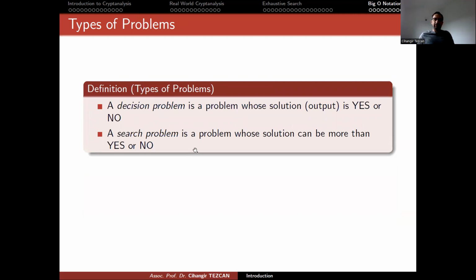So also let's look at the types of problems. I already talked a little bit about decision problems when I talked about the traveling salesman problem. A decision problem is a problem whose solution or output is just yes or no. This is why we call it a decision. So in the traveling salesman problem, we were asking a yes or no question. Could you travel all of these cities with distance less than k or something?